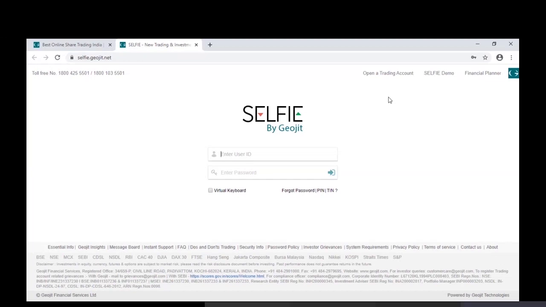So this is the login page. This is called the Selfie Classic platform. Apart from the web platform, which you see right now on the screen, we have two other platforms called Platinum and the mobile app. The mobile app is supported on Android mobile phones or tablets, and also iOS phones or iPads. Here we are sharing the screens of the web platform, which is called Classic.